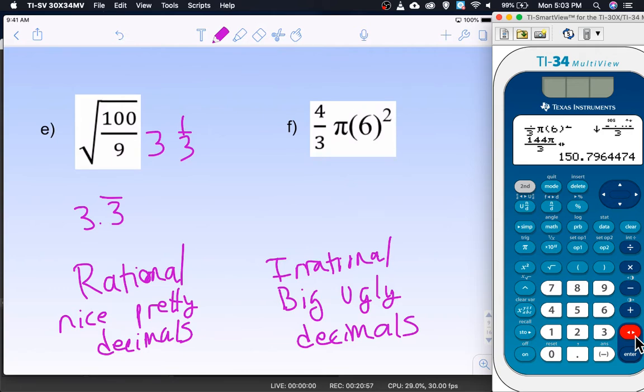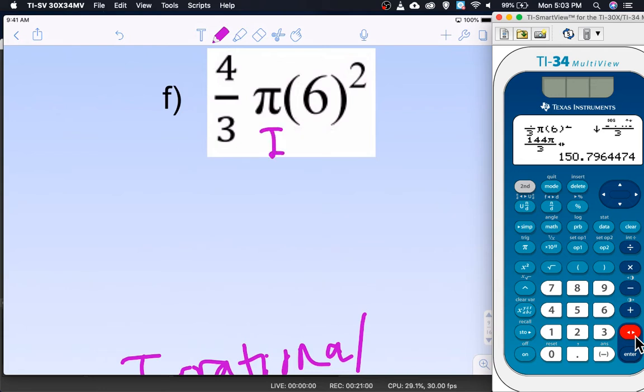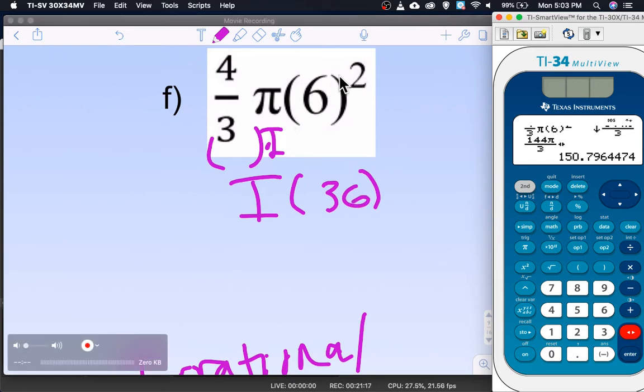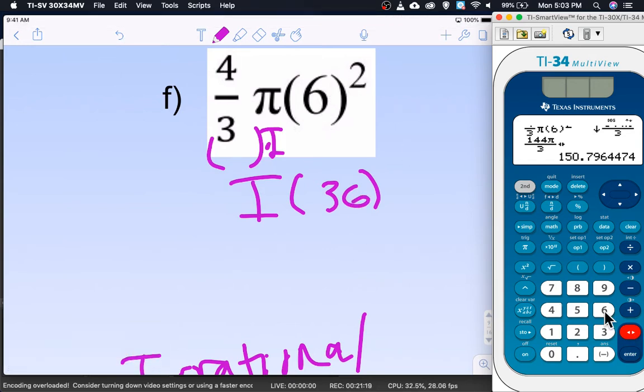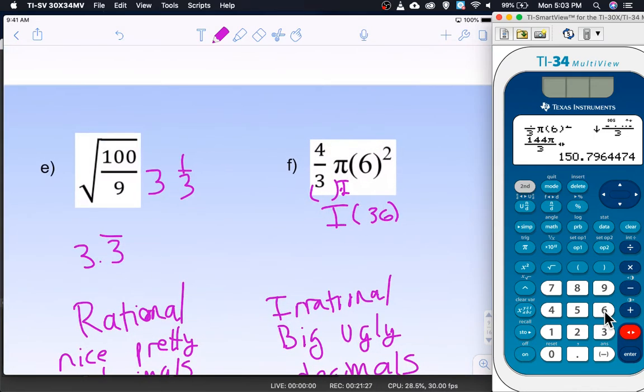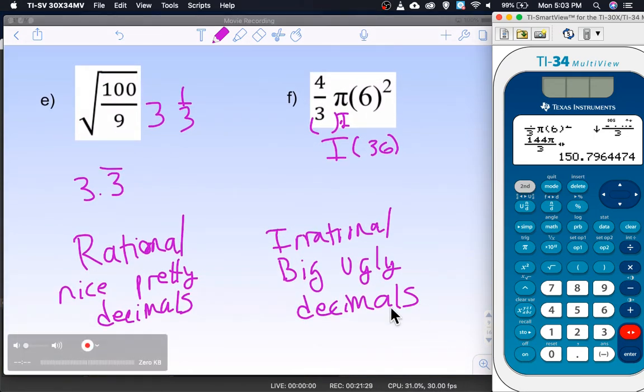And we can logic through that because pi is irrational. If I multiply that by 4/3, it's still irrational. It's just 1.3 repeated times bigger. If I then take that irrational number and multiply it by 36, which is what 6 squared is, it's now going to be just 36 times bigger, this infinitely long, huge, massive, ugly number that doesn't have a repeating pattern. It is still irrational. It will be a big, huge, ugly decimal that never stops and does not have a repeating pattern.